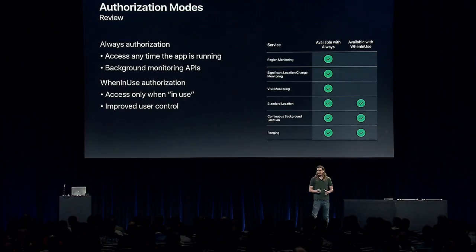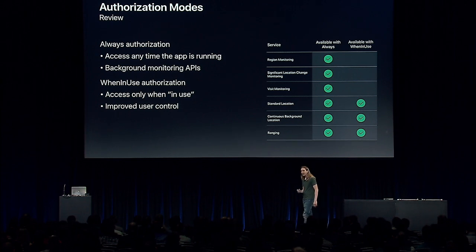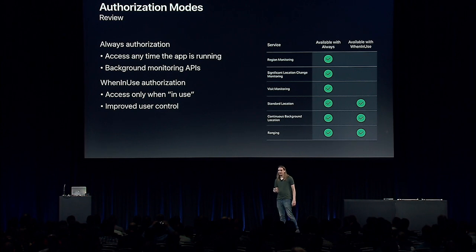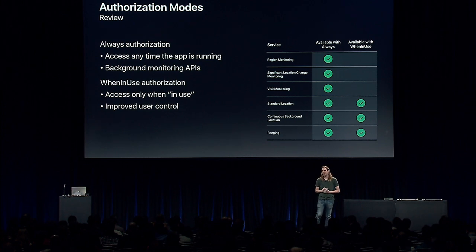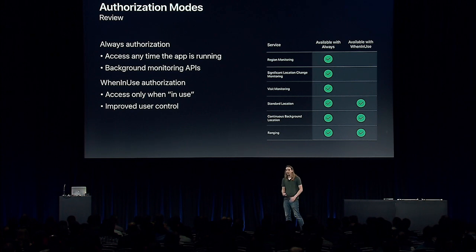And users love this. They love knowing that apps can only access their location at times when they want it to. And we think this represents a great balance between the user's ability to control how your app accesses their location and your ability to create compelling app experiences for the user. Since we introduced the when in use authorization mode, the response has been tremendous.